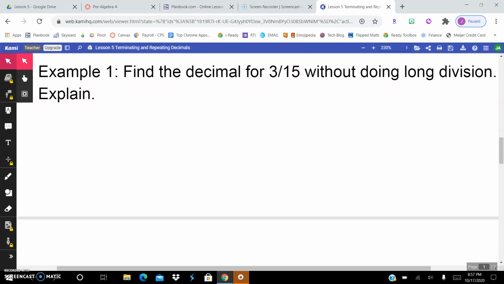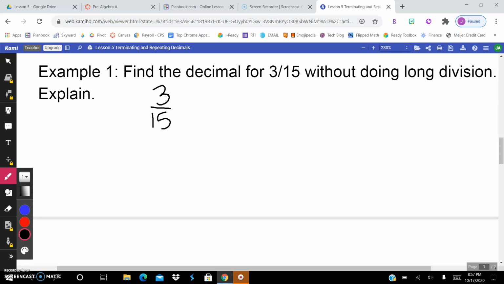So example 1, it says find a decimal for 3/15 without doing long division. Well, looking at this fraction, 3/15, I can't multiply anything to get 10, and I can't multiply anything to get 100, but I do notice that I could reduce this fraction because 3 and 15 have a 3 in common. So I'm going to divide the top and the bottom by 3. And I'm going to have 3 divided by 3 is 1, and 15 divided by 3 is 5.